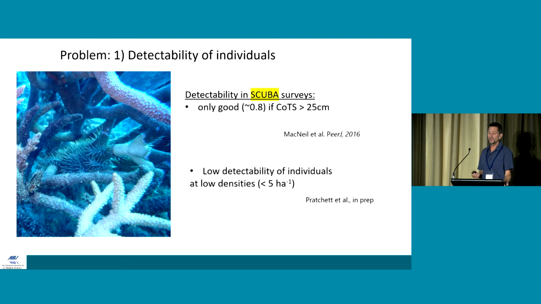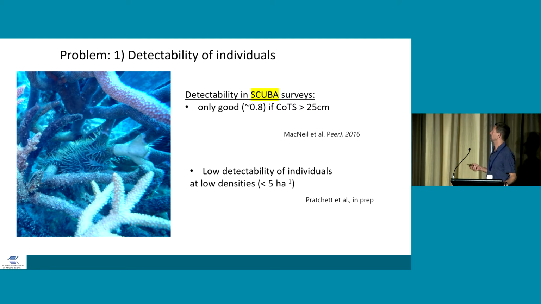So what is the problem we're trying to tackle? Well, the main problem is that standard current monitoring techniques have quite a few flaws and won't give us the right results at those low levels we're looking at. Firstly, normal scuba-based surveys are not too bad, but they cover quite a small area. If you are looking for COTS more than 25 centimeters, you have a probability of 80% of finding them.